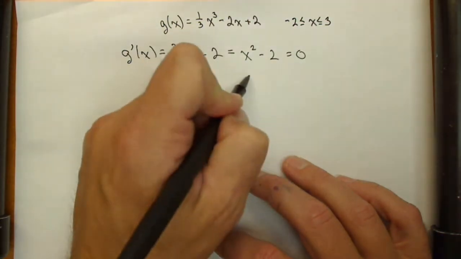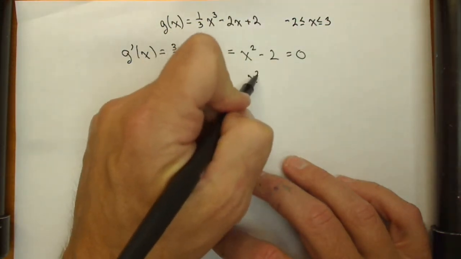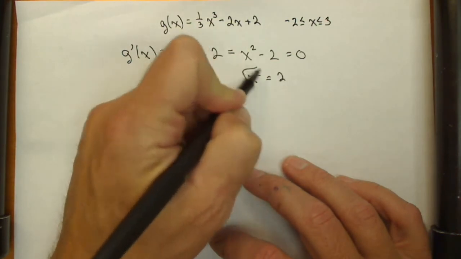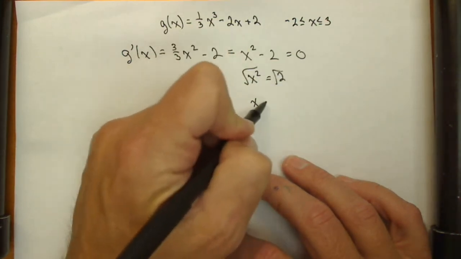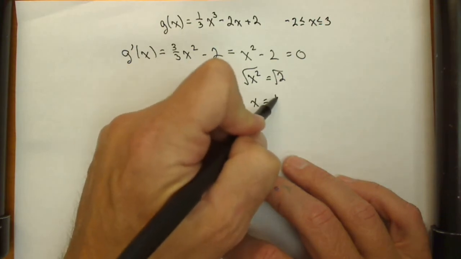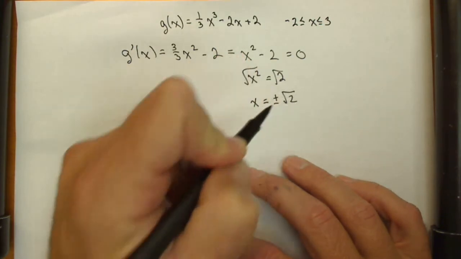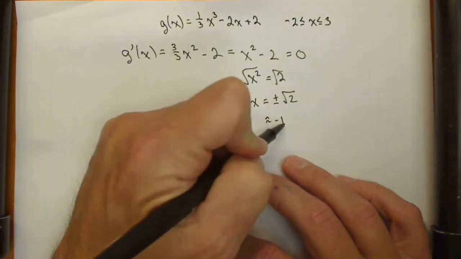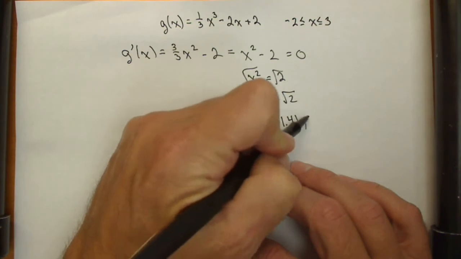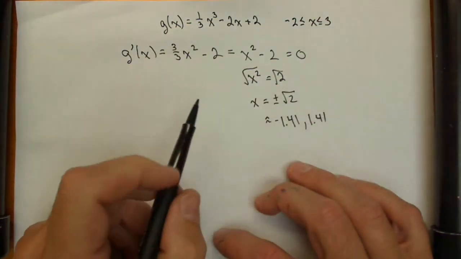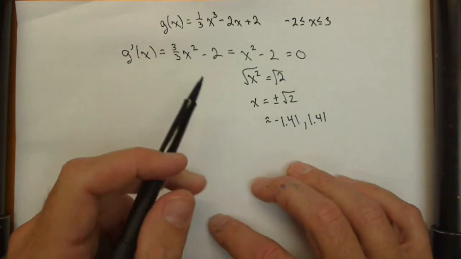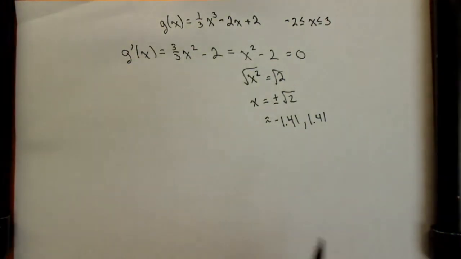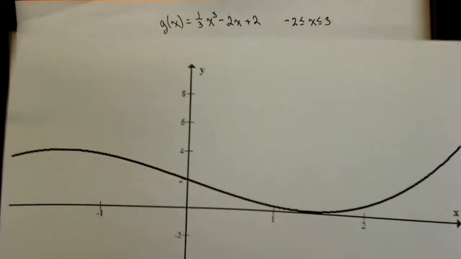If we set that equal to 0, we're going to have critical points. Add 2, x squared equals 2, square root both sides, and we're going to have critical points at x equals plus and minus square root of 2. So at about negative 1.41 and positive 1.41. Okay, now we can make a sign chart for this, but we weren't asked to. We're going to actually use the graph to figure out where our mins and maxes are.